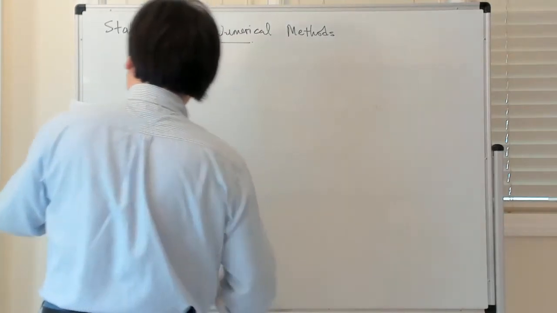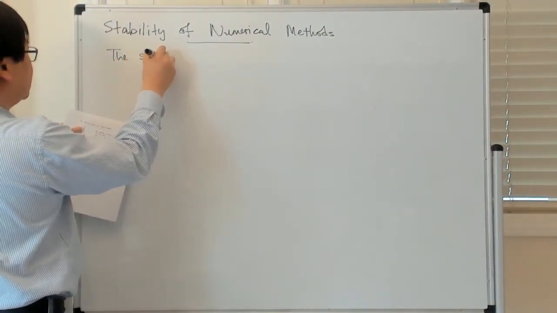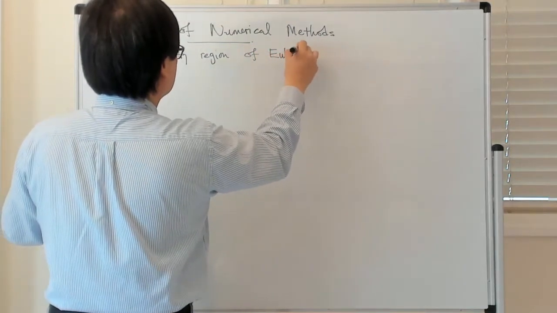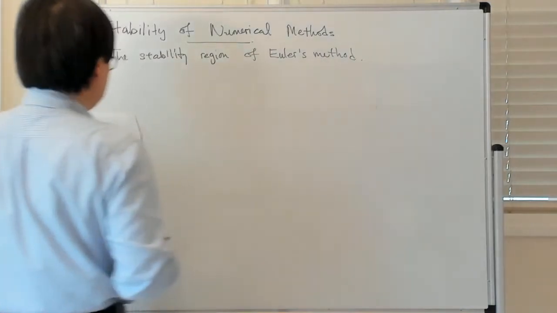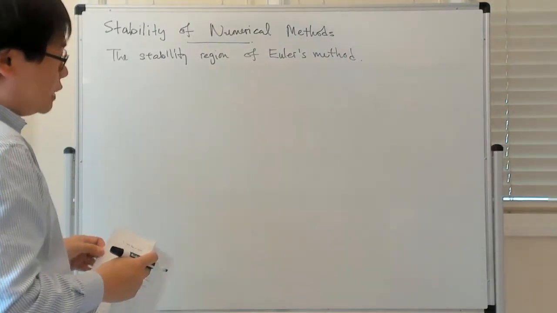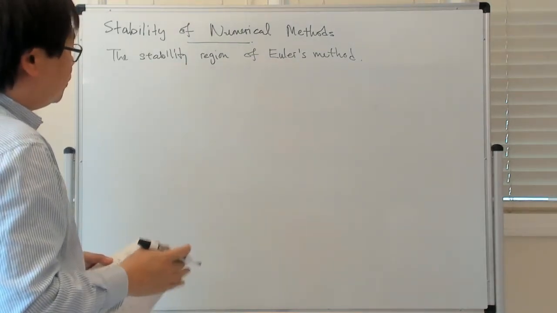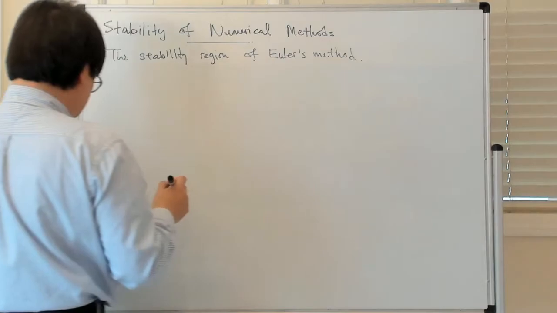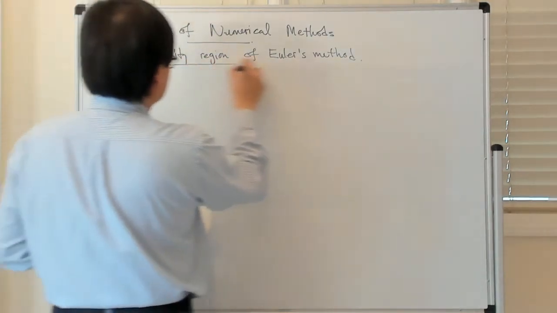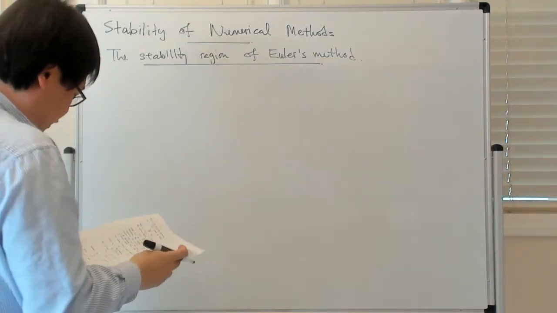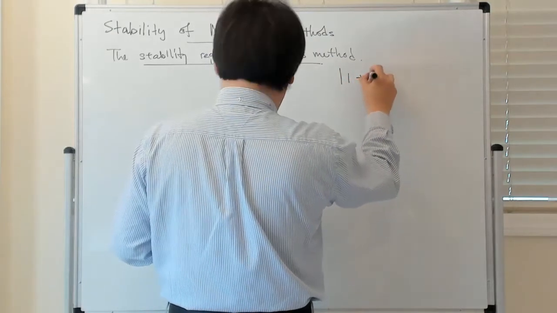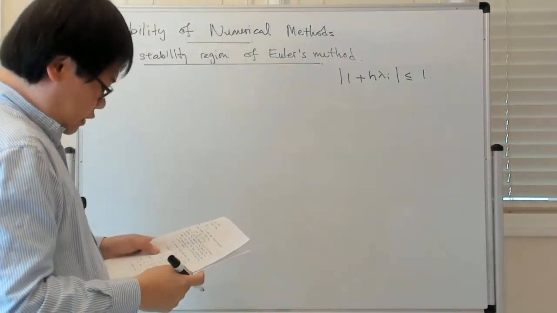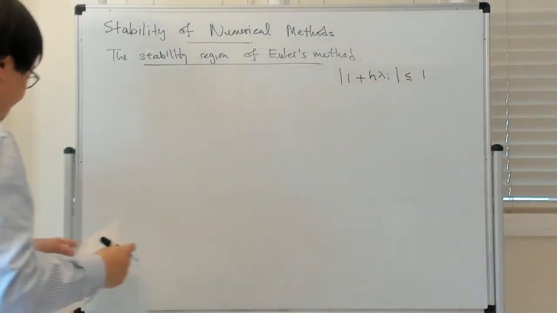Okay, so this is the idea of the stability region of Euler's method. So it's very common to express stability regions in terms of the product of h by lambda. Okay, and so let's look at it this way. So the stability condition is that, if you recall, the modulus of 1 plus h lambda I is less than or equal to 1 for stability, and then for asymptotic stability, you have a strict inequality.